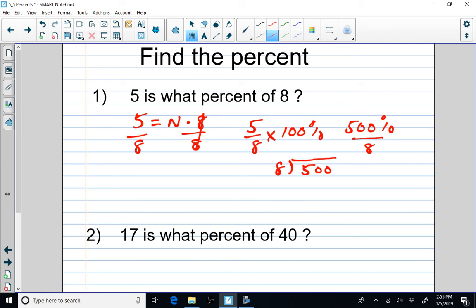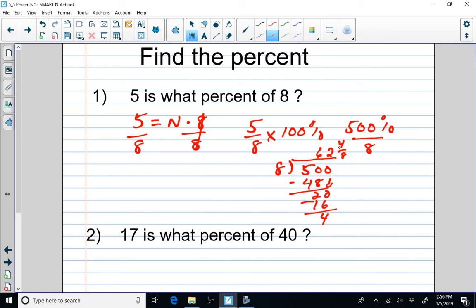That's going to give me what? 8 goes into 50 6 times. 6 times 8 is 48. Subtract, I get 2. Bring down the 0. 8 goes into 20 2 times. 2 times 8 is 16. Subtract, I get 4. My remainder of 4, I put over my divisor of 8.